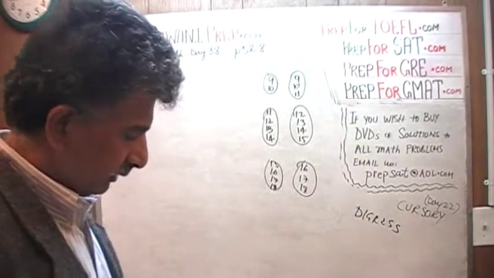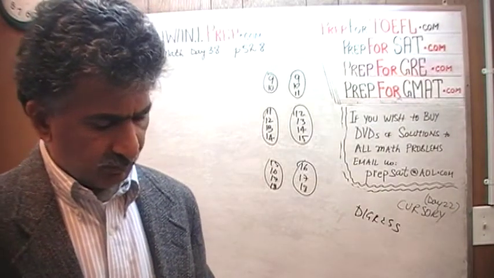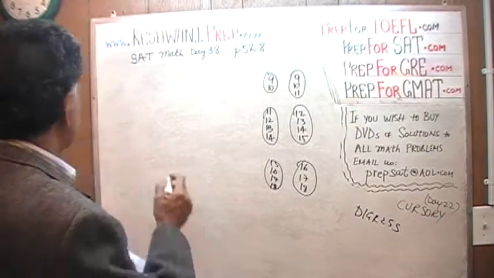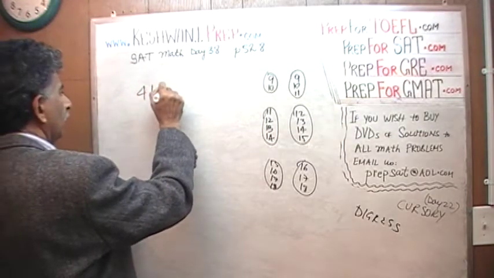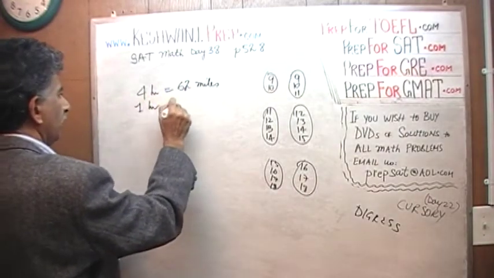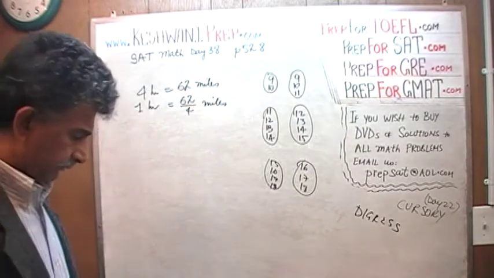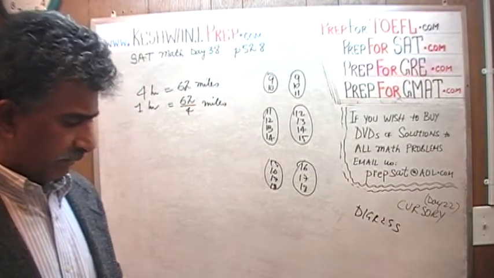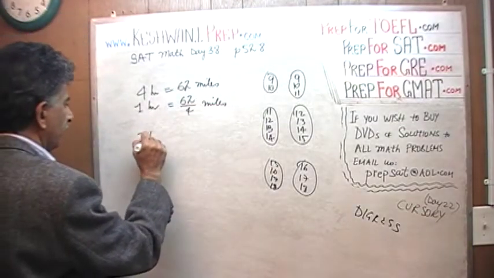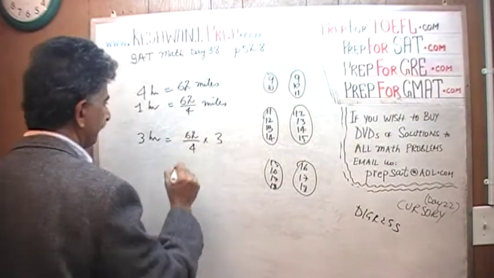All right, number 9. Flying at a constant speed, a bird travels 62 miles in 4 hours. So in 4 hours, we gain 62 miles. That tells us that in 1 hour, we're going to go 62 over 4 miles. And what are they looking for? At this rate, how many miles will the bird travel in 3 hours? So it's going to travel 3 times as much. In 3 hours, it's going to travel 62 over 4 times 3. That's your answer.